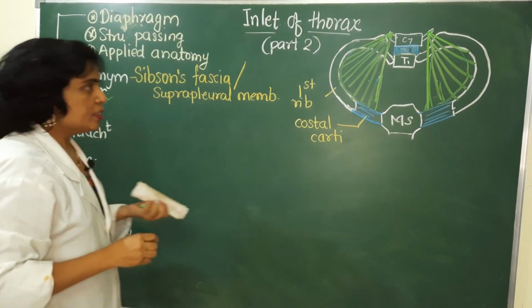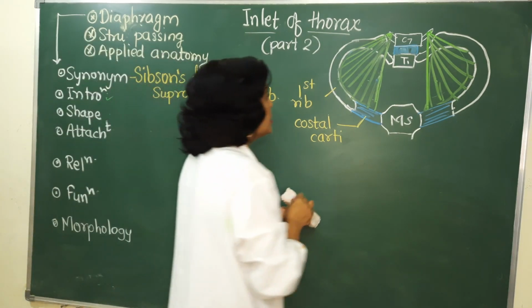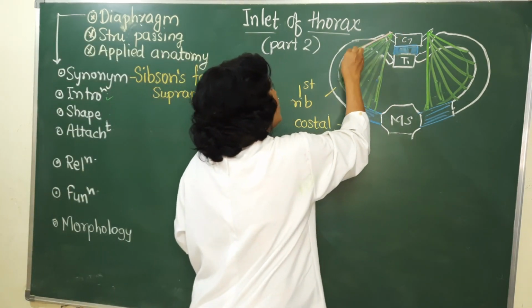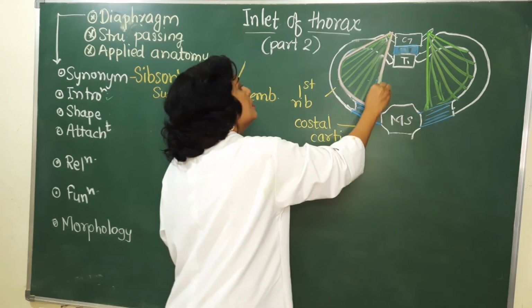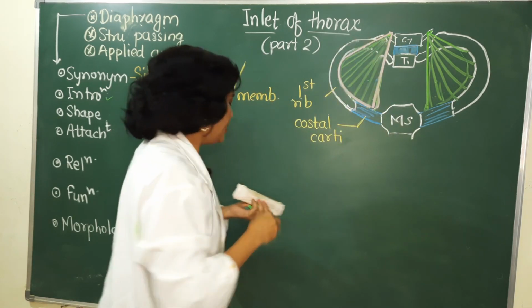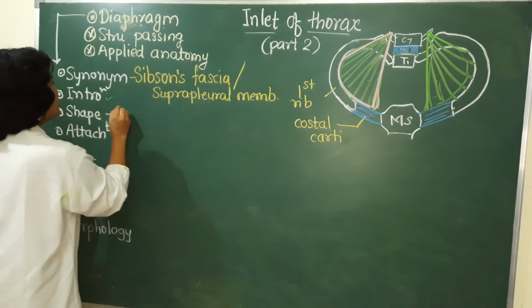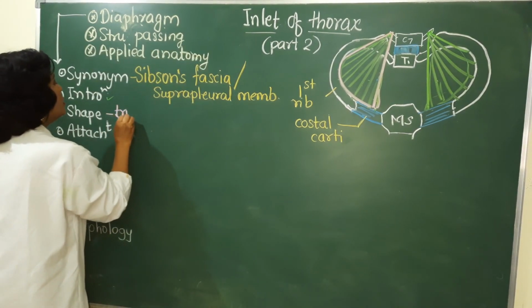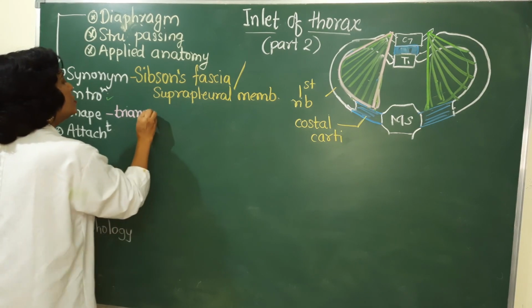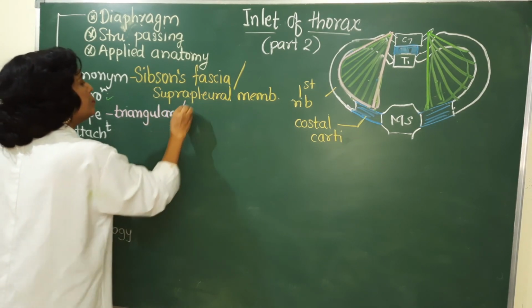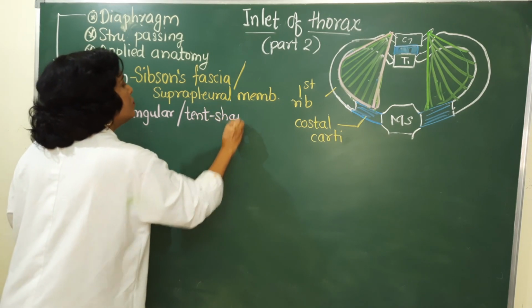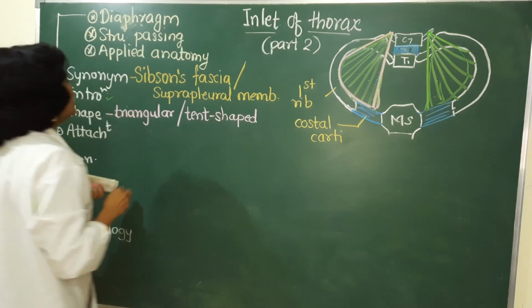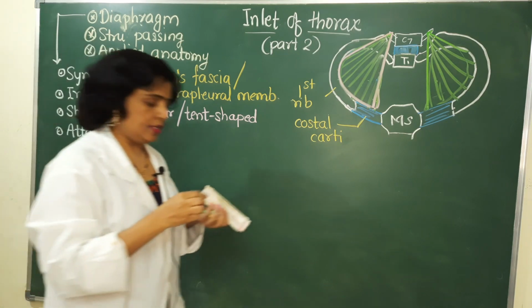Now coming to the shape. If you see the shape of the diaphragm, it is very much triangular in shape. See here, this is the shape of the diaphragm. So it is triangular, or it is tent shape. It forms the tent for the apex of the lung.